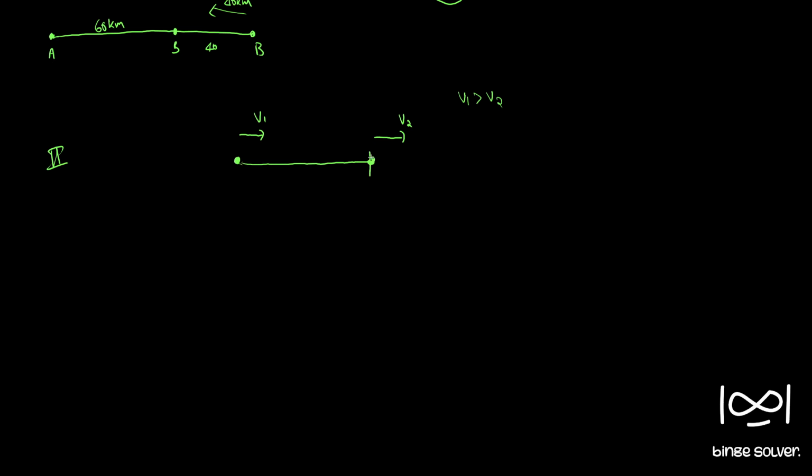again we'll make this person stationary. Actually he is moving, but we will assume that this person is stationary, and we'll think from the perspective of this person. As far as this person is concerned, he is moving towards this person at a combined velocity of V1 minus V2, since V1 is greater than V2. Earlier, when they moved towards each other, it was V1 plus V2. Now, since they are moving in the same direction, their combined velocity becomes V1 minus V2.